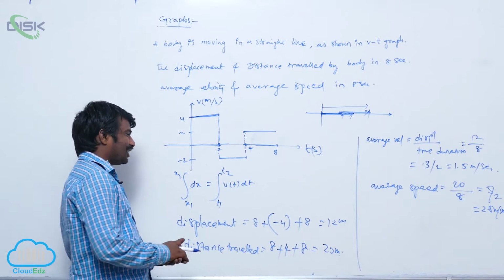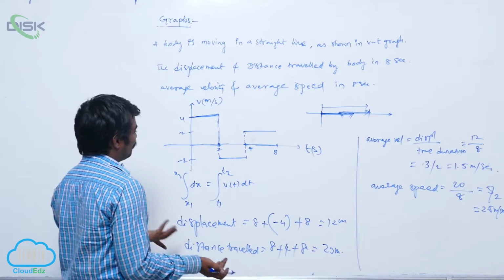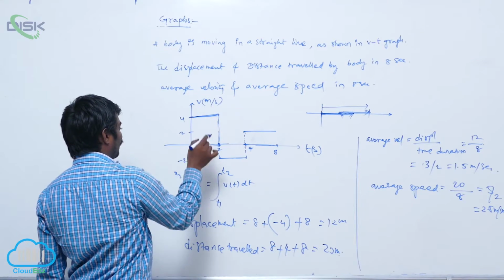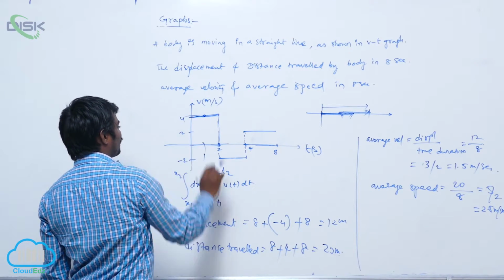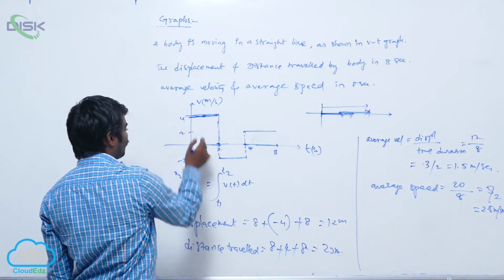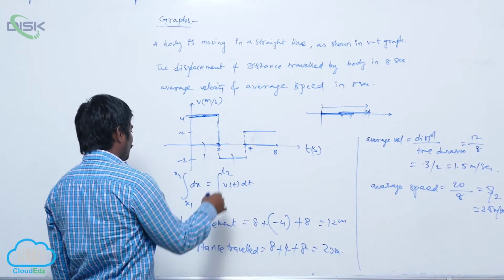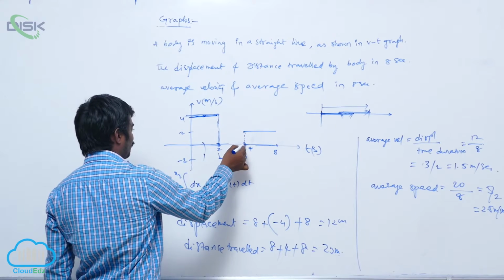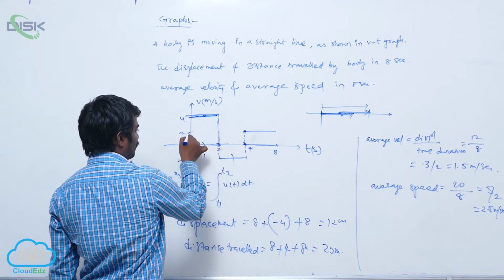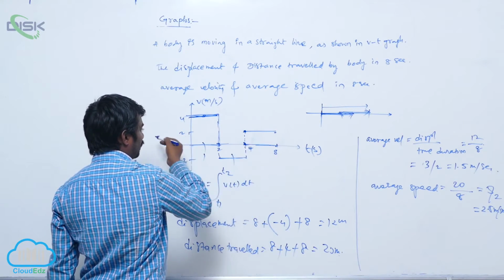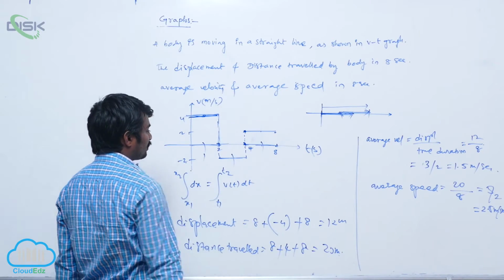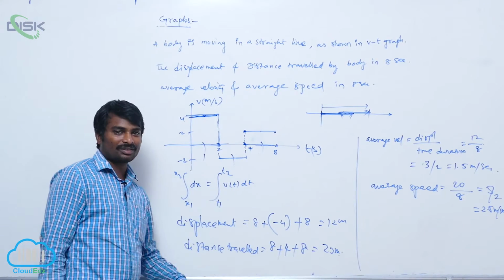Suppose if we ask about instantaneous velocity from the VT graph, we can read the value directly. At 1 second, what is the instantaneous value? 4. At 2 seconds, 4. At 3 seconds, minus 2. At 4 seconds, it is plus 2. At 8 seconds, again plus 2. At 5 seconds, again plus 2. So like this we can read instantaneous values directly from the graph.